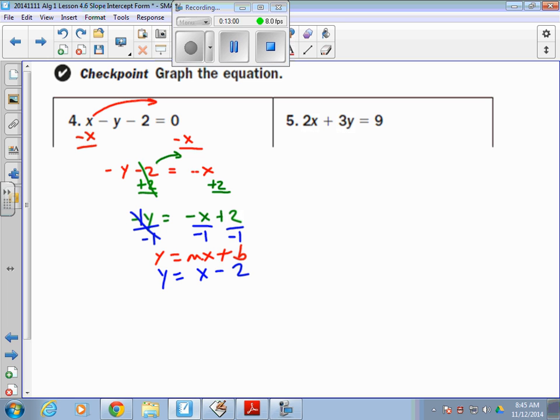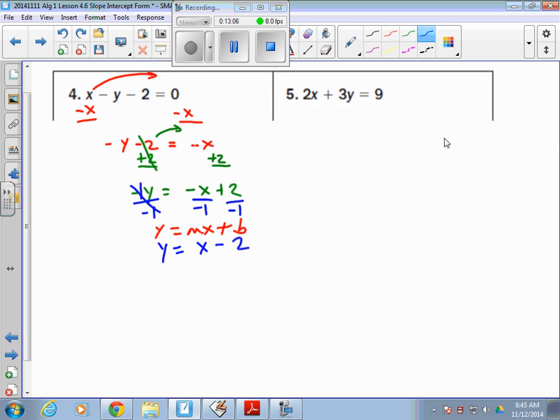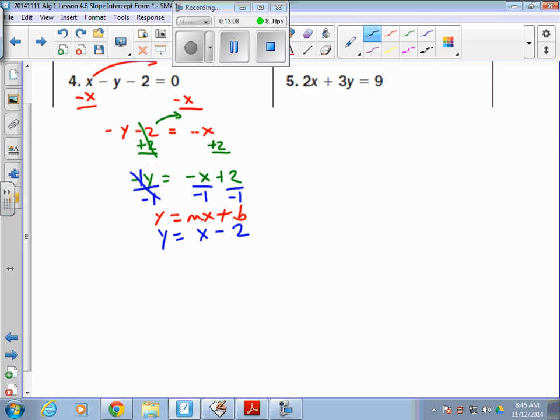So what we can do is graph it now because we know what our m value is and we know what our b value is. Your b value tells you where to begin on your graph. B is negative 2. Notice it's a sign that's with it as well. So at negative 2 on your y-axis, since that's your y-intercept, you're going to put your first point.